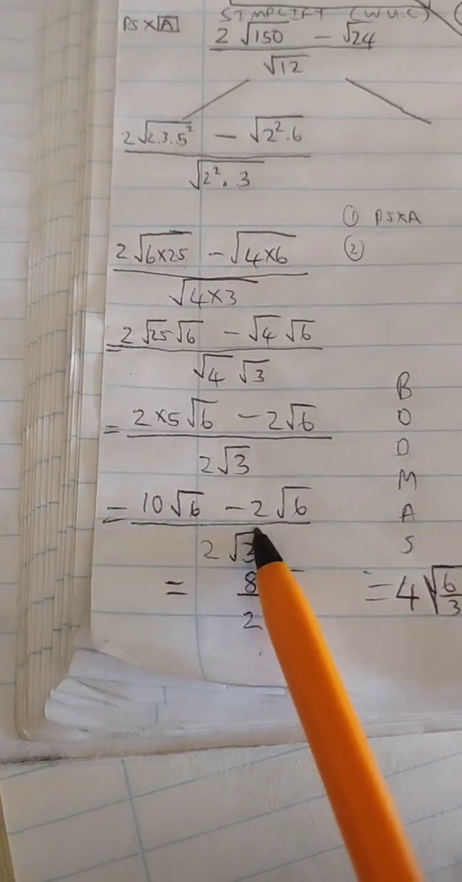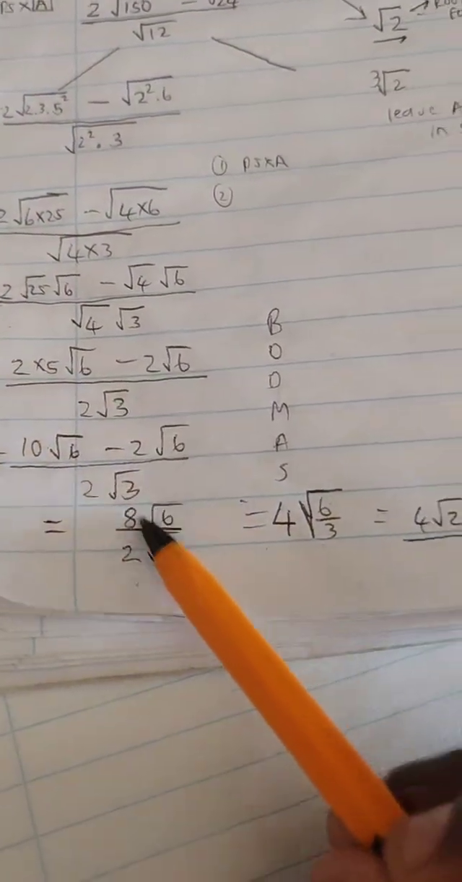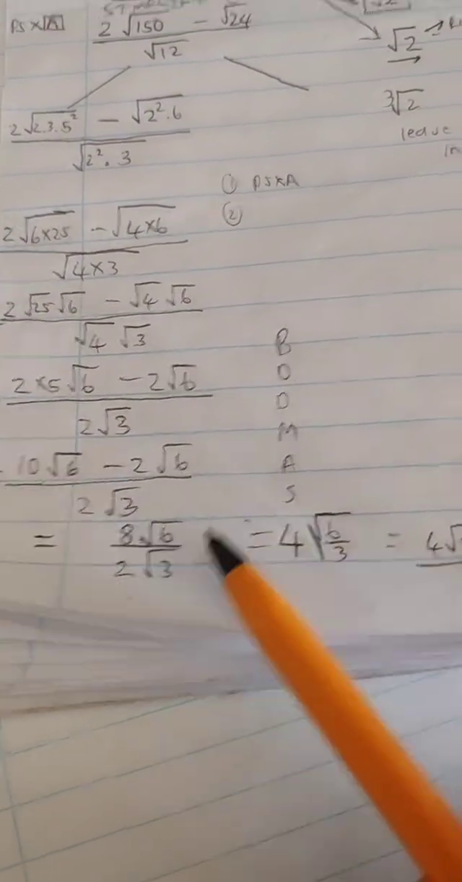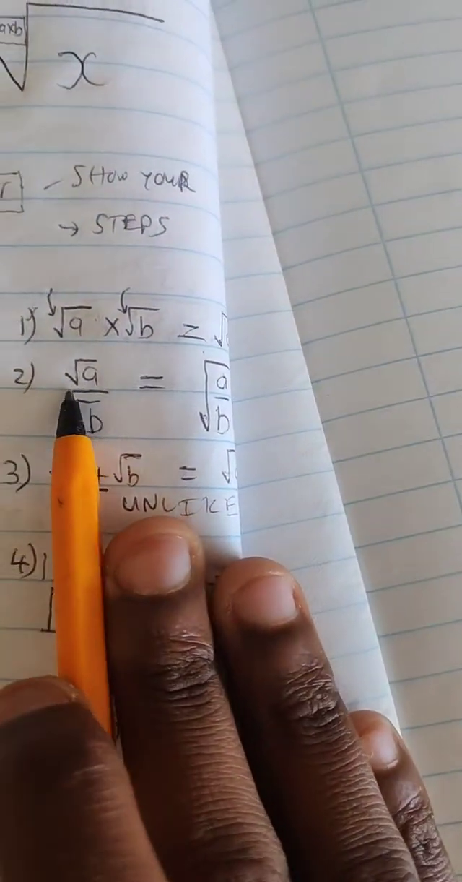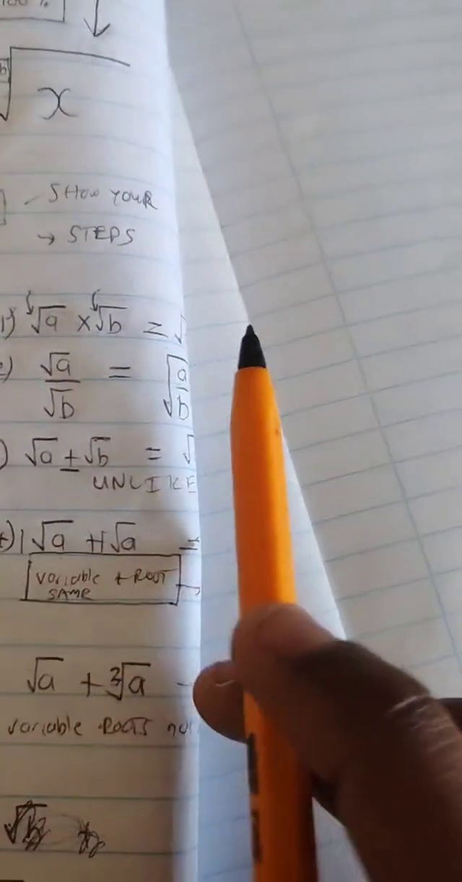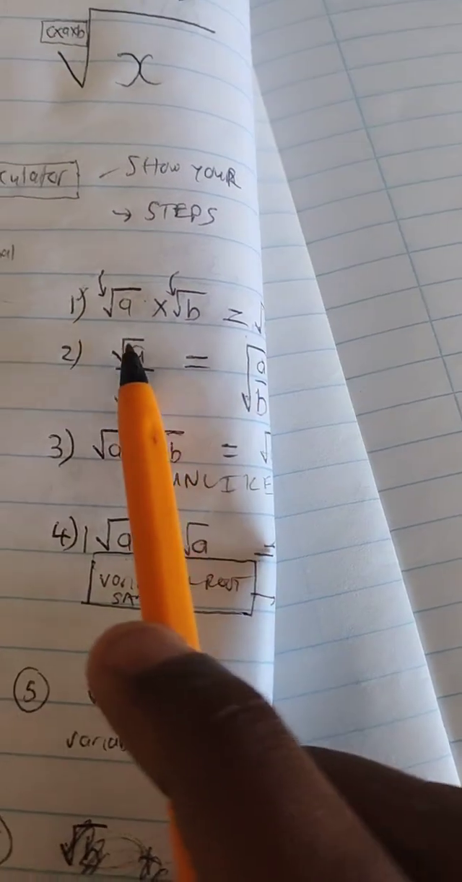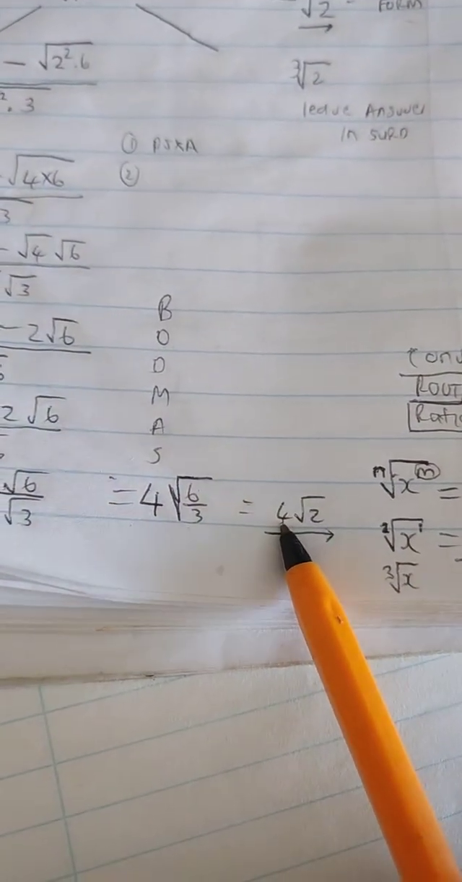The bottom you have 2 root 3. Then you can simplify from there. 8 divided by 2 is 4. This, you can apply the law. They are underneath the same root. If the roots are divided, you can write them both underneath the same root. So that's why we say the square root of 6 over 3 gives us the square root of 2. So the answer is 4 root 2.